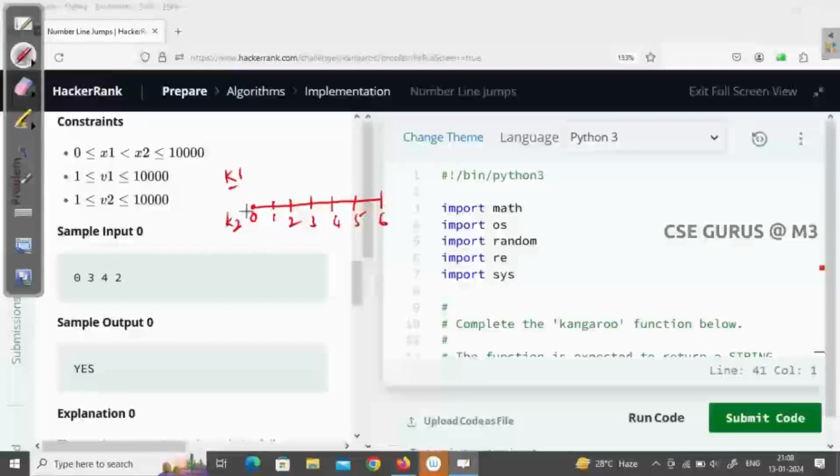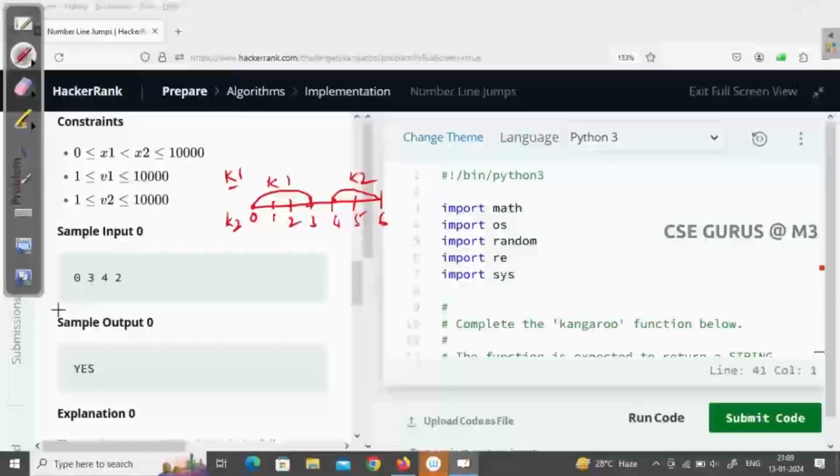The first one starts at 0. How many will it jump? In one instance it will jump 3. The second one starts at 4 and it will jump 2 every time. This is k1, k2. Now it is asking when they are meeting. If they meet at any instance, you have to print yes. If they never meet, you have to print no.